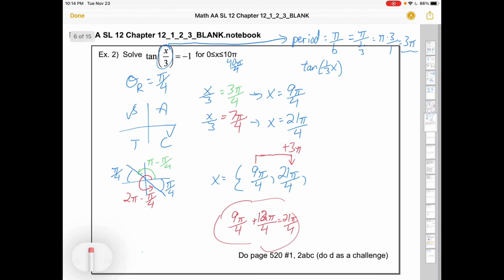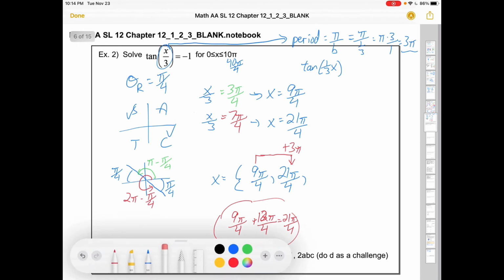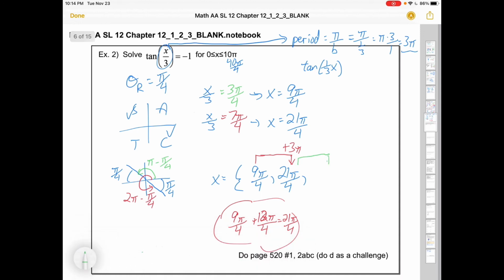Okay? So from there, we can just keep going. We can say, all right, well, I'll find the next answer. That would just be from here. I'm going to add on 3 pi. Okay, so let's think about that. 21 pi over 4 plus 3 pi. Again, 3 pi is 12 over 4. 3 bucks is literally 12 quarters. So that's going to give us 33 pi over 4.